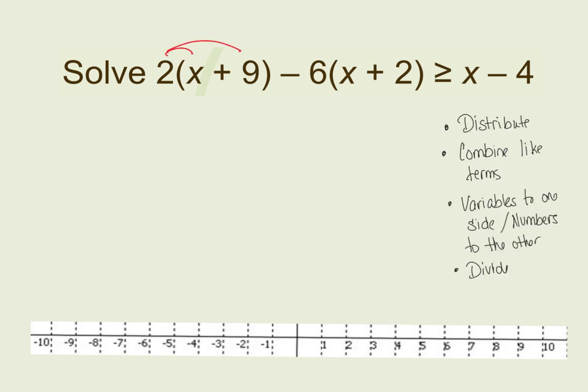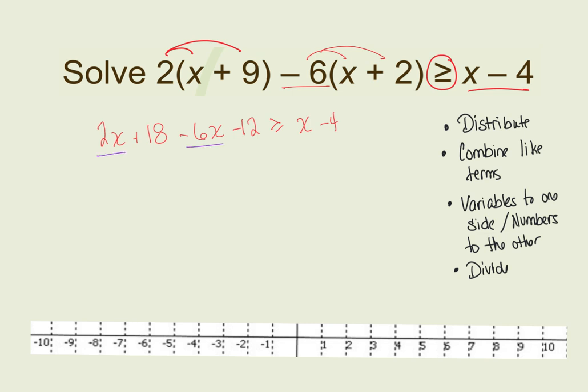We're going to say 2 times x and 2 times 9, and then negative 6 times x and negative 6 times 2. Leave this alone for right now and leave that other side alone. On the left-hand side, combine those like terms. 2x and negative 6x is negative 4x. 18 and negative 12 is 6.